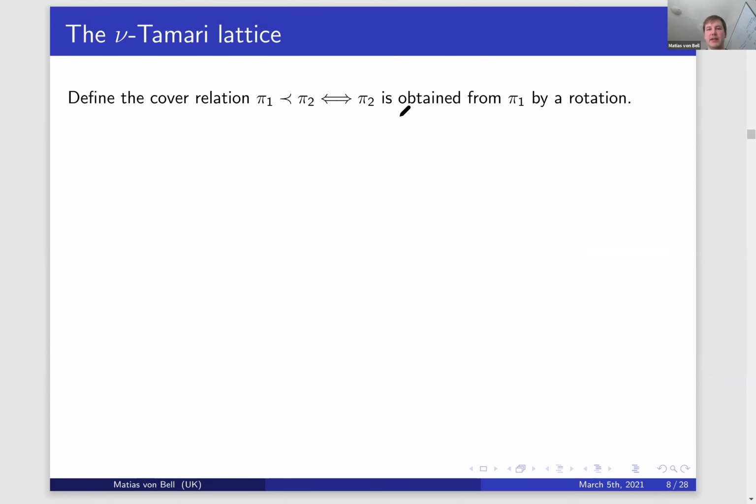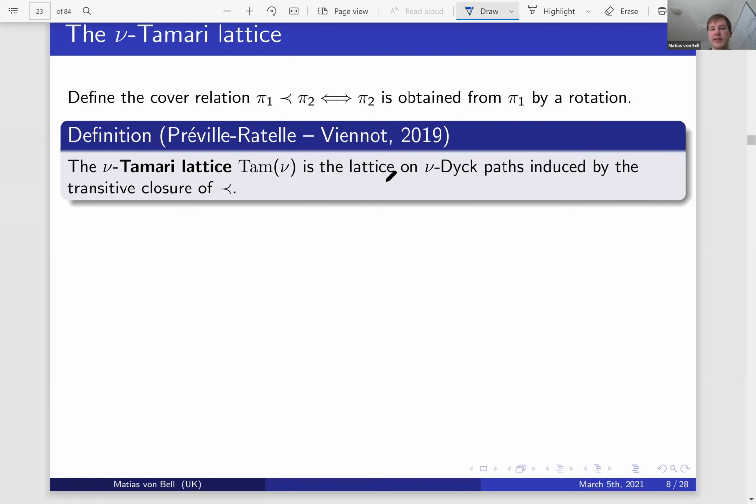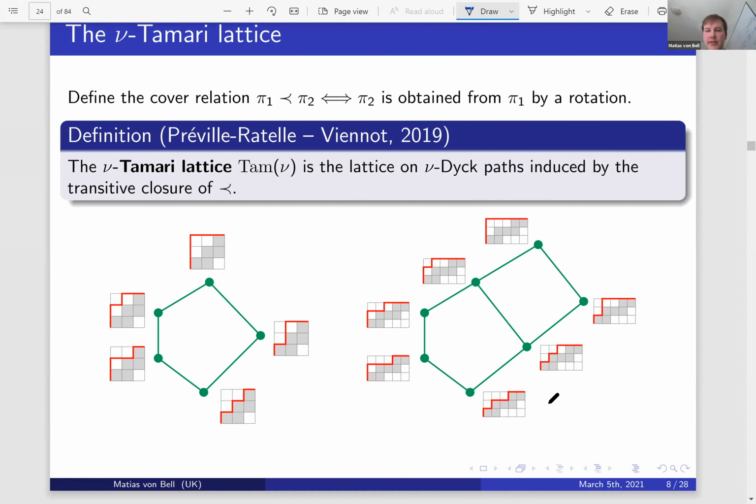So define the cover relation. One path is covered by another one if the other one is obtained from pi1 by a rotation. And so the nu-Tamari lattice is the lattice on nu-Dyck paths induced by the transitive closure of this cover relation. Meaning that if path A is covered by path B and path B is covered by path C, then A is less than C in the lattice.